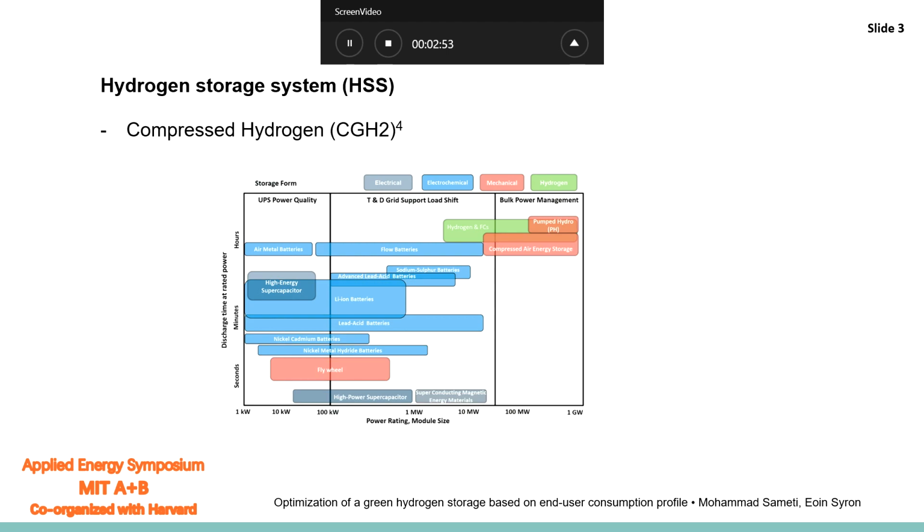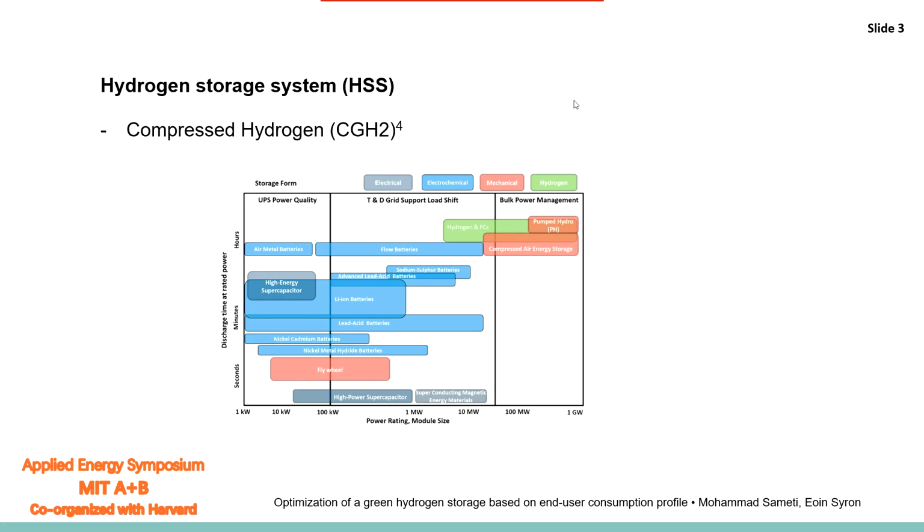But the other issue that we have is that the nature of solar energy is intermittent. That means that there is no sunshine during night or when there is cloud. So we need to store hydrogen for those hours or periods when irradiation is not provided.